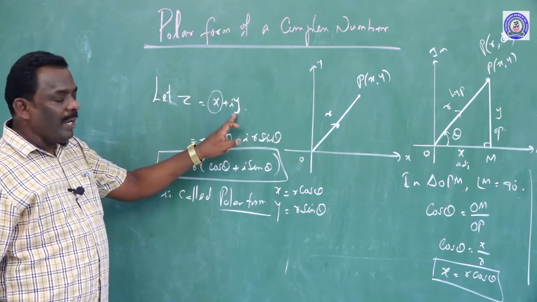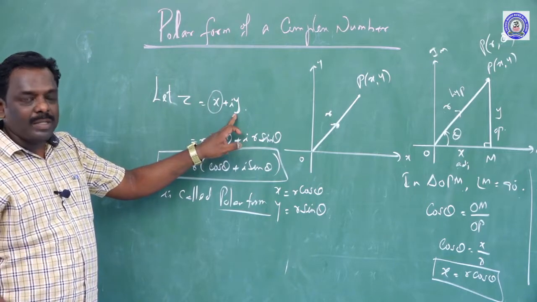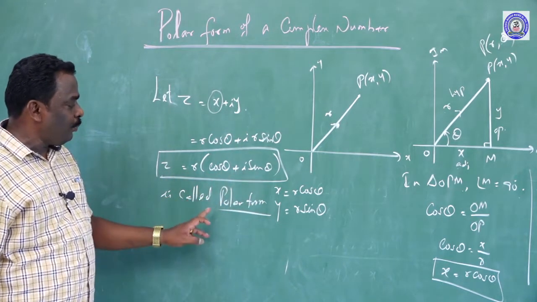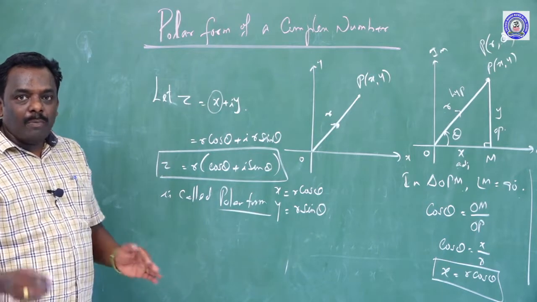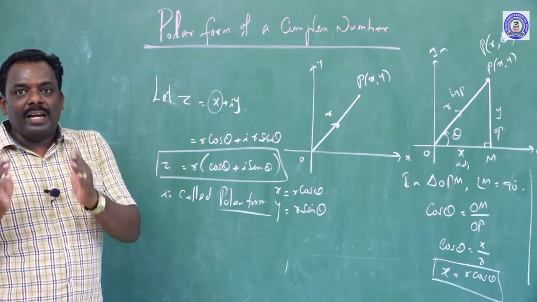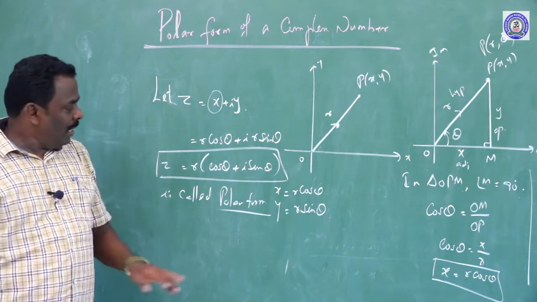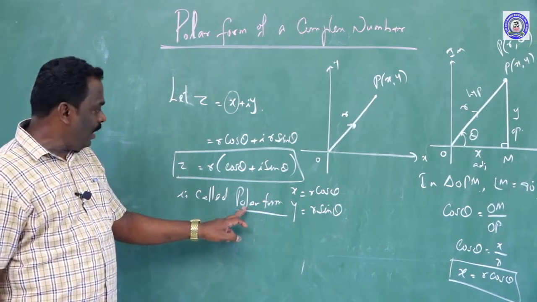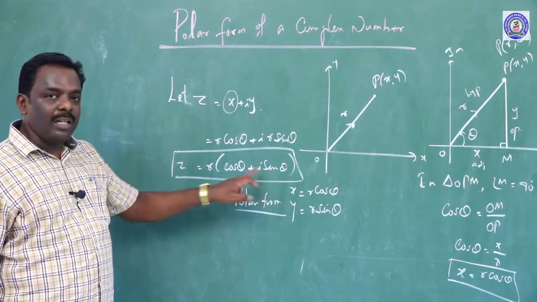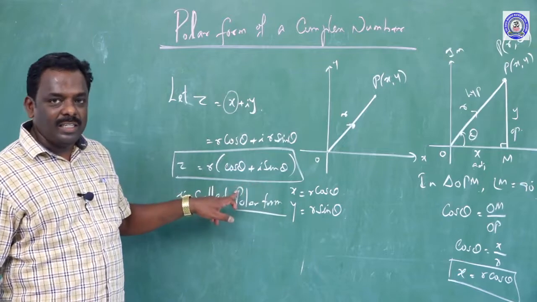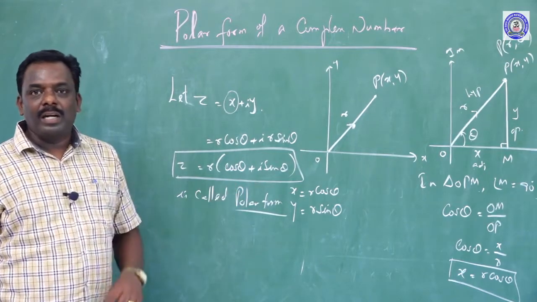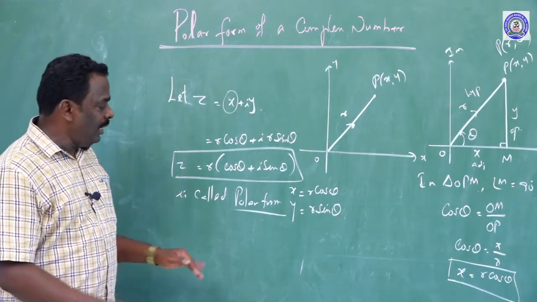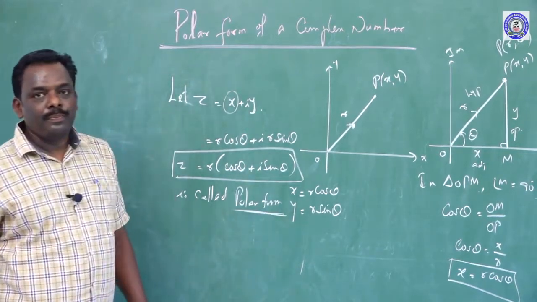Z equal to x plus iy is called the rectangular form of this complex number. Z equal to r into cos theta plus i into sin theta is called the polar form of the complex number. That is called what? Polar form, or we can say that it is the trigonometrical form. Because the complex number involves sin theta and cos theta, this form is called the trigonometrical form or polar form. Now, we can discuss the detail about the polar form.